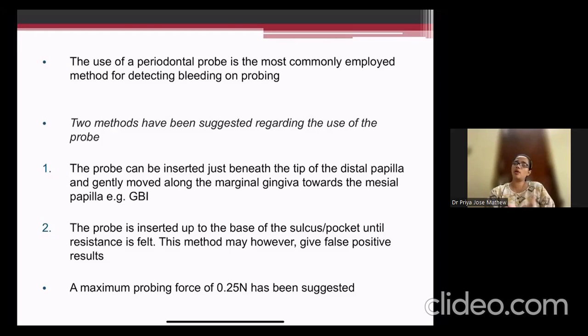So what is a normal probing force? A normal probing force of 0.25 newtons has been suggested. For this, a sweeping type of action is also preferred over running or walking around the tooth.